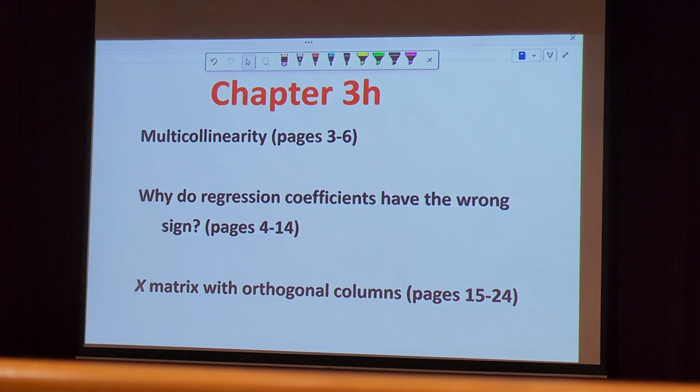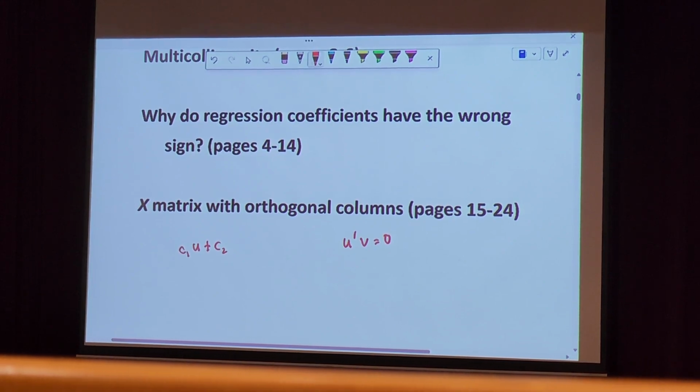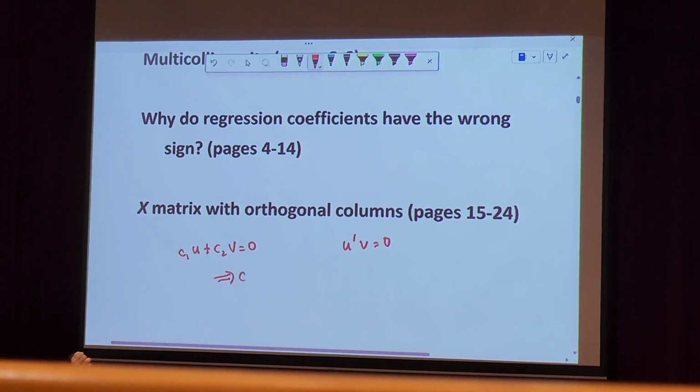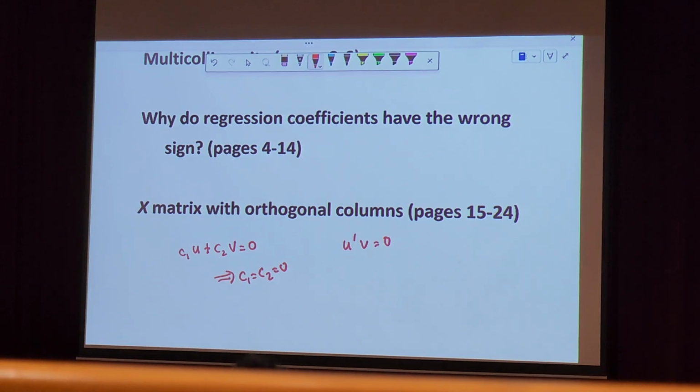Finally, we talked about orthogonality. Two vectors are orthogonal if the dot product is 0. And two vectors are independent if c1u plus c2v equals 0 means you must have c1 equal to c2 equal to 0. That's called independence, because you cannot express one vector as the other. So that is independent, and this is orthogonal. Now, I'm actually just touching on the surface of orthogonal regressor variables. This is just an introduction, nothing much.